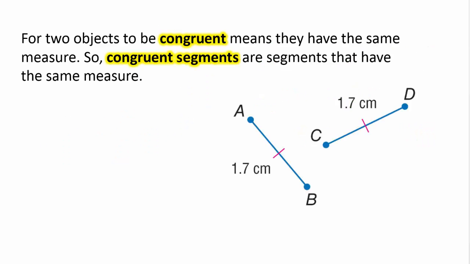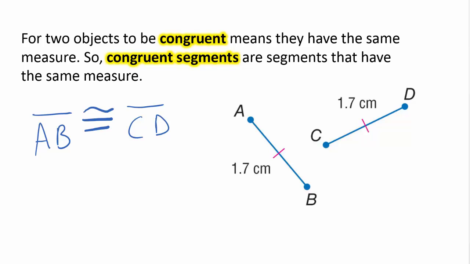The last thing we want to take a look at in this section is the term congruent. For two objects to be congruent, it means that they have to have the same measure. So, for instance, congruent segments are segments that have the same measure. We've got line segment AB and CD. The notation for congruent is as follows. You need to write an equal sign with a little wavy line right above it. That is the congruent mark.